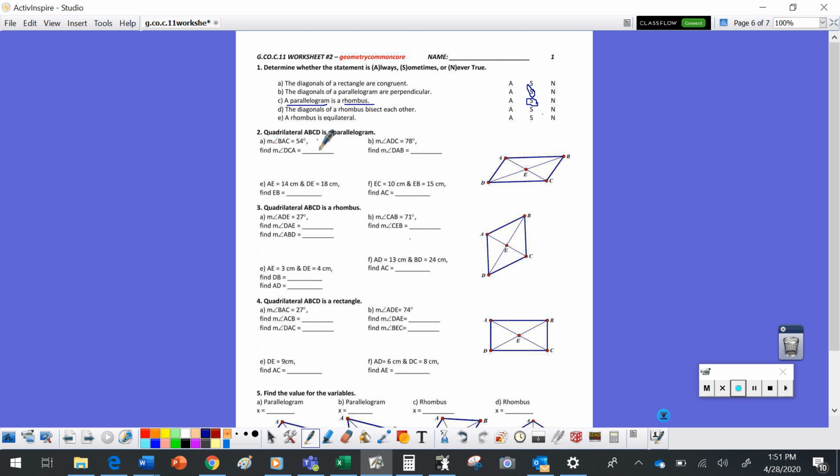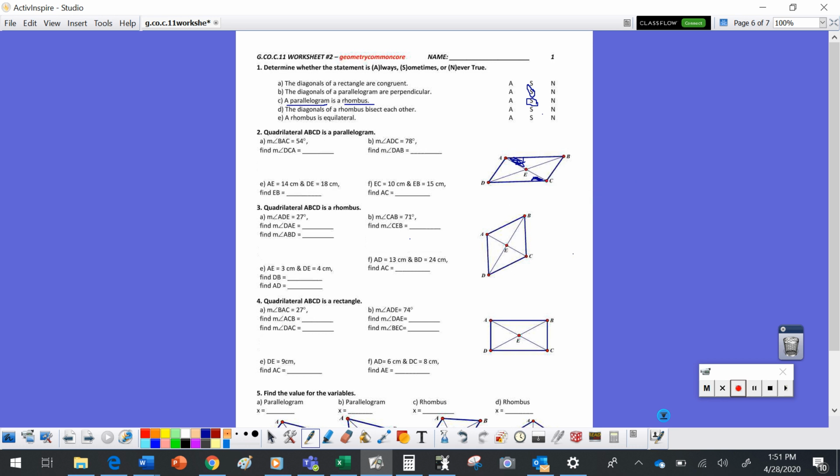Number 2, quadrilateral ABCD is a parallelogram. So I know this figure is a parallelogram. I don't know if it's a rhombus, rectangle, square, anything but a parallelogram. In part A, they tell us that the measure of angle BAC is 54 degrees. Sorry, BAC is going to be 54 degrees. Okay, so that's this guy. Now, they want to know about angle DCA. Okay, that's this guy.